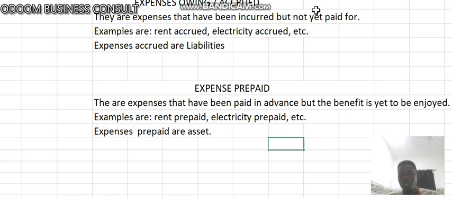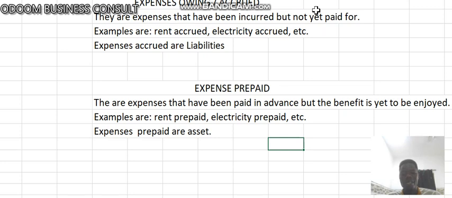So all expenses that you have really paid for, but you are yet to enjoy the benefits of, in accounting we term as expenses prepaid. Now, expenses prepaid, as we said earlier, is the direct opposite of the expenses owings. The prepaid are classified as assets, because you have not yet enjoyed the benefits, right? But you have paid for it.